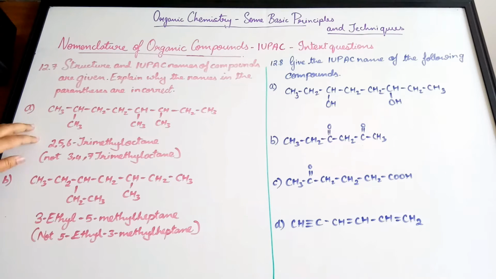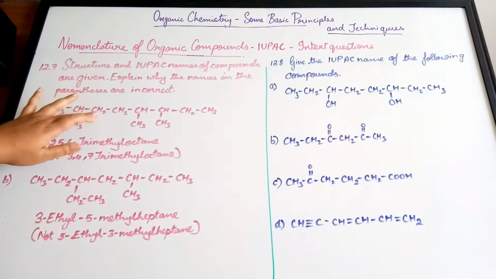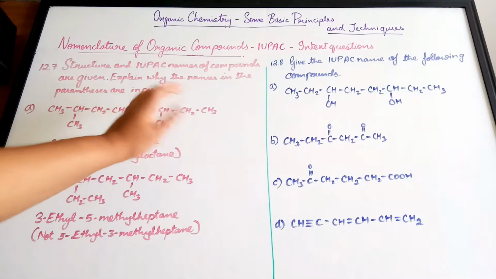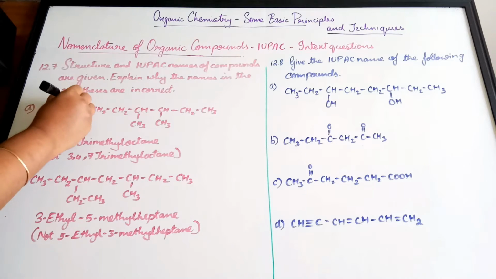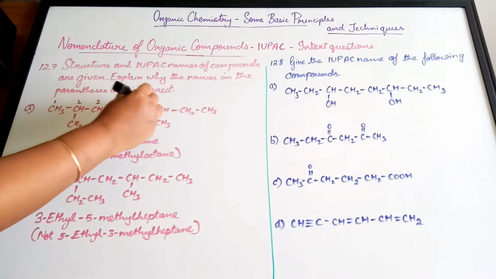So here we have a compound called 2,5,6-trimethyl-octane. We need to figure out why 3,4,7-trimethyl-octane is incorrect. First of all, the trimethyl-octane part is the same in both cases, and 1, 2, 3, 4, 5, 6, 7 and 8. This compound consists of 8 carbon atoms, which means it's an octane. So let's number this.